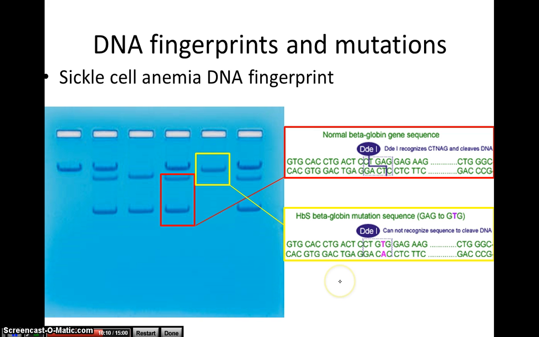Okay, it's very large because it was not cut, whereas somebody that has at least one normal gene will have bands that are smaller because the DNA was cut.